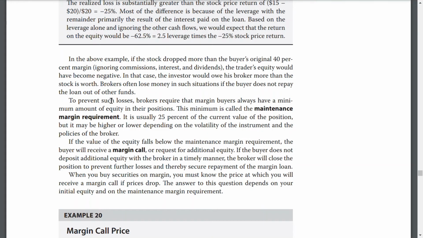To prevent such losses, brokers require margins. Buyers must always have a minimum amount of equity in their positions. The minimum amount is called the maintenance margin requirement. It is usually 25% of the current value of the position, but it may be higher or lower depending on the volatility of the instrument and the policies of the broker.